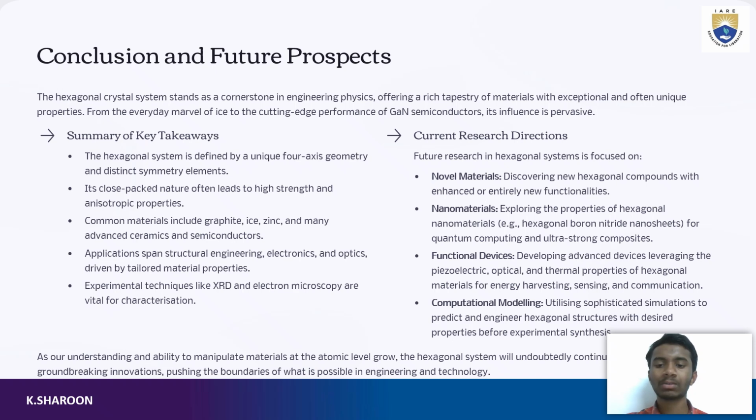Common materials include graphite, ice, zinc, and many advanced ceramics and semiconductors. Applications span structural engineering, electronics, and optics, driven by tailored material properties. Experimental techniques like XRD and electron microscopy are vital for characterization. Current research directions: novel materials, nanomaterials, functional devices, computational modeling.